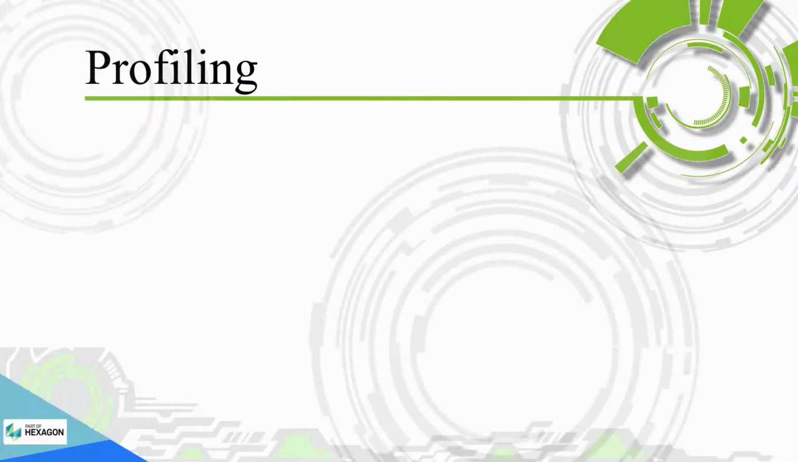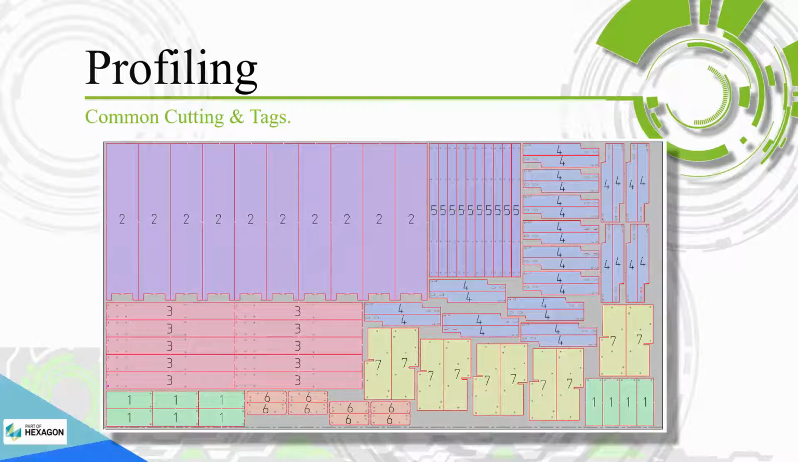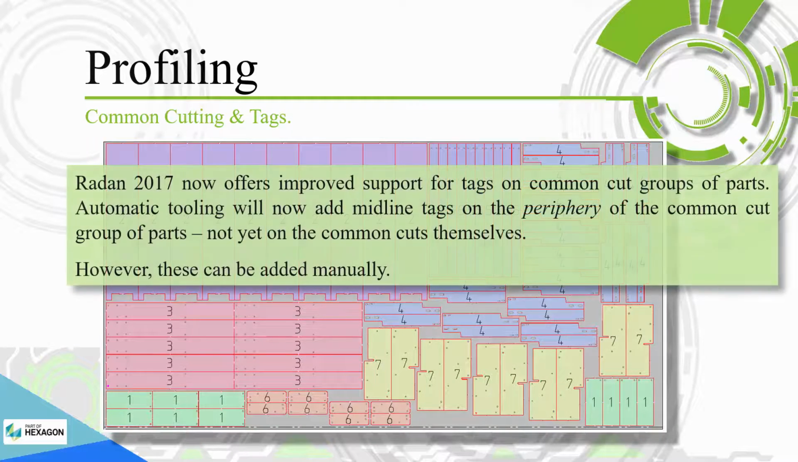Profiling, common cutting and tags. Radan 2017 now offers improved support for tags on common cut groups of parts. Automatic tooling will now add midline tags on the periphery of a common cut group of parts. It doesn't actually do it on the common cuts themselves. This, however, can be added manually.